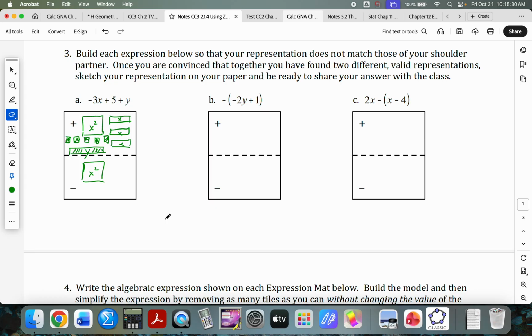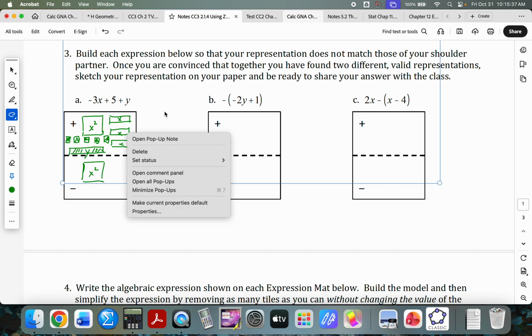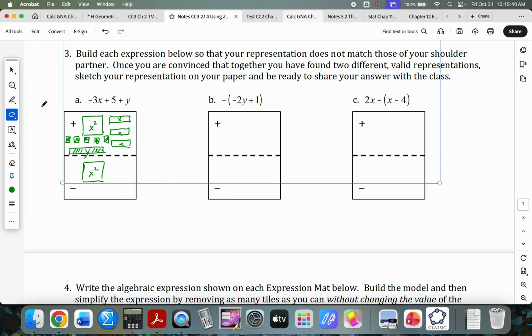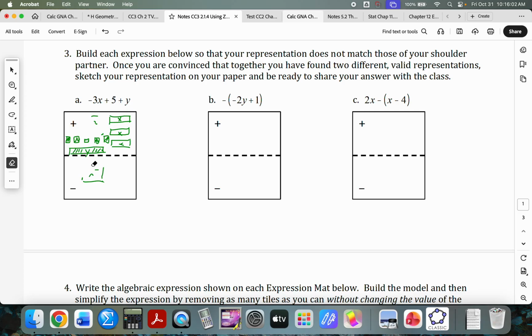All right. So what did you have? I did 3 negative x's in the positive region, so I'm going to leave those. I did 5 positive unit squares in the positive region, and then I did a positive y in the positive region. Okay, so you just did exactly the same thing without the x squareds, right? Yeah. That absolutely works.